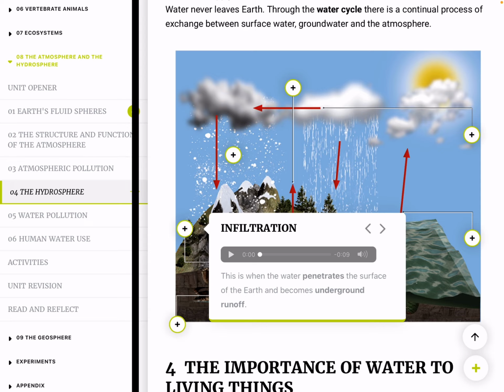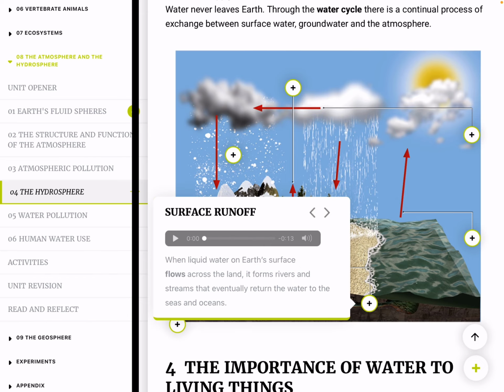Infiltration. Surface water filters into the ground, forming groundwater. Additionally, the groundwater can run and becomes underground runoff. And finally, surface runoff. Surface water moves toward the sea under the force of gravity. Then, water from rivers and streams reach oceans.